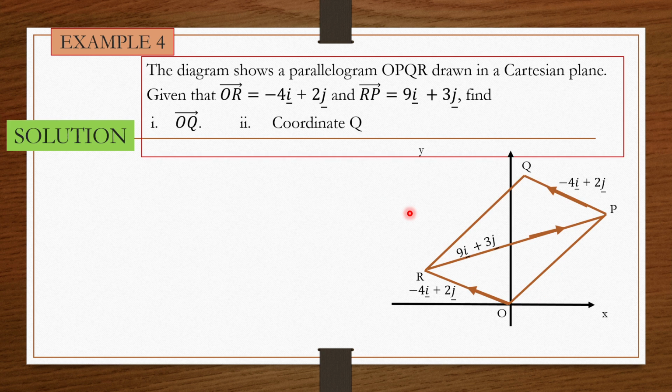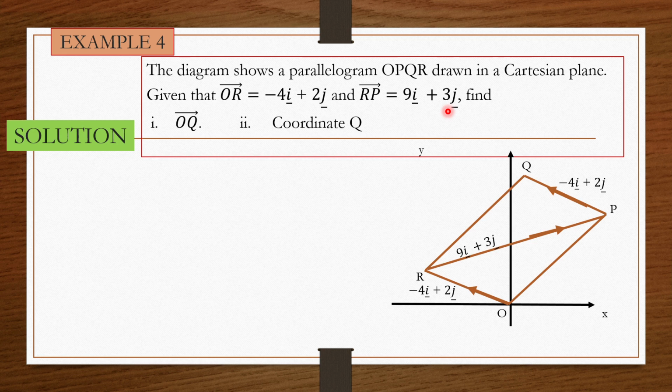Okay, let's continue with question 4. It is almost the same as example 3 just now. So here you have the parallelogram OPQR, and you are given vector OR and RP in terms of vector i and vector j.